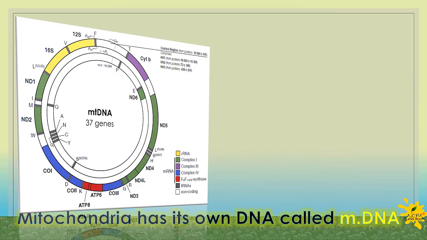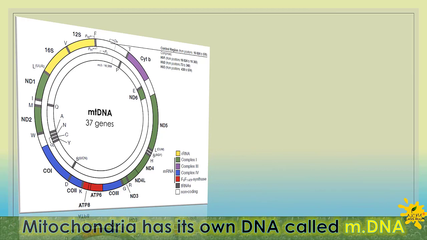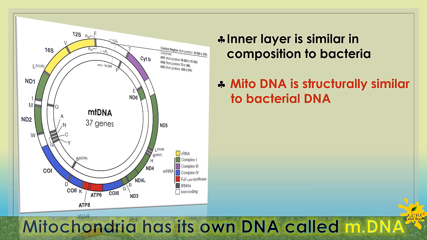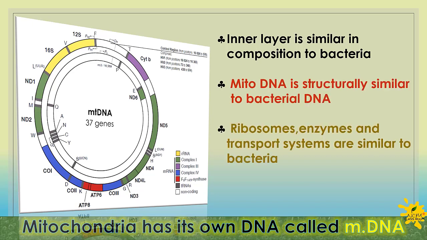Mitochondria have their own DNA, which is called mDNA or mitochondrial DNA. It has 37 genes. The inner membrane is similar in composition to bacteria. Mitochondrial DNA is structurally similar to bacterial DNA. Ribosomes, enzymes and transport systems are similar to bacteria. It is the same size as bacteria. You can observe the picture of mitochondrial DNA, which is circular.